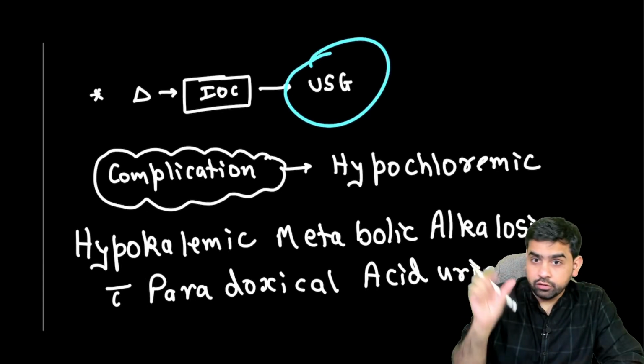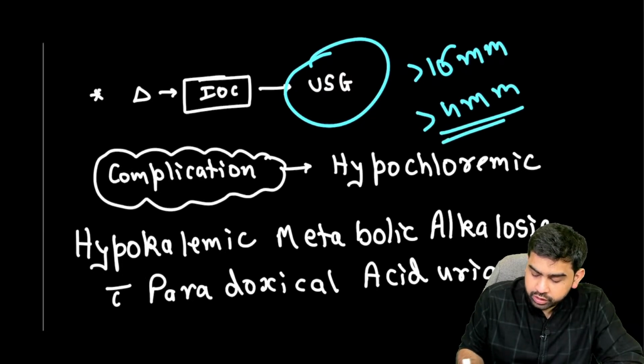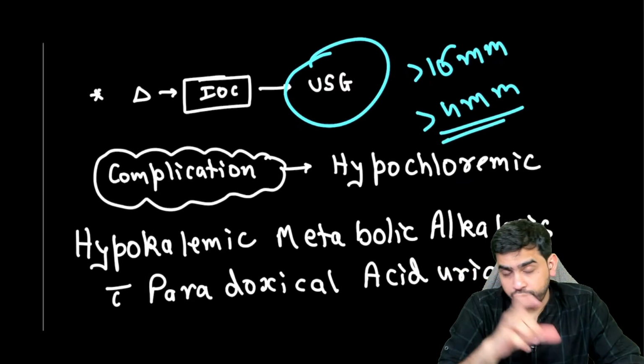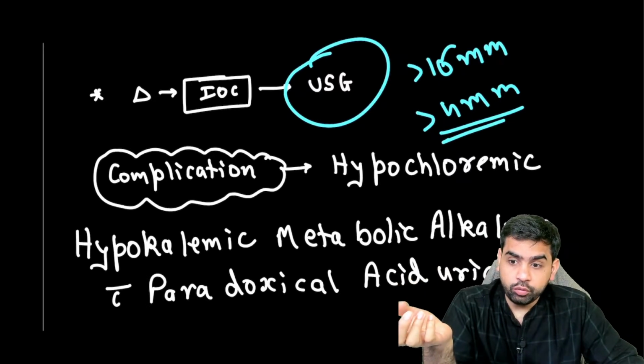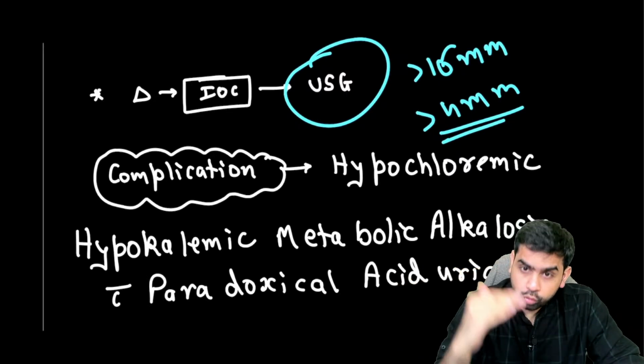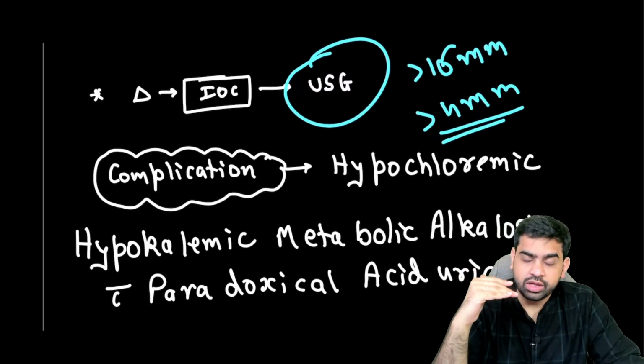If the length of the pylorus is more than 16 millimeters, and the width of the pylorus is more than 4 millimeters, this is diagnostic of congenital hypertrophic pyloric stenosis. Now the complication is again very, very important here. What you get is a hypochloremic, hypokalemic, metabolic alkalosis with paradoxical aciduria.